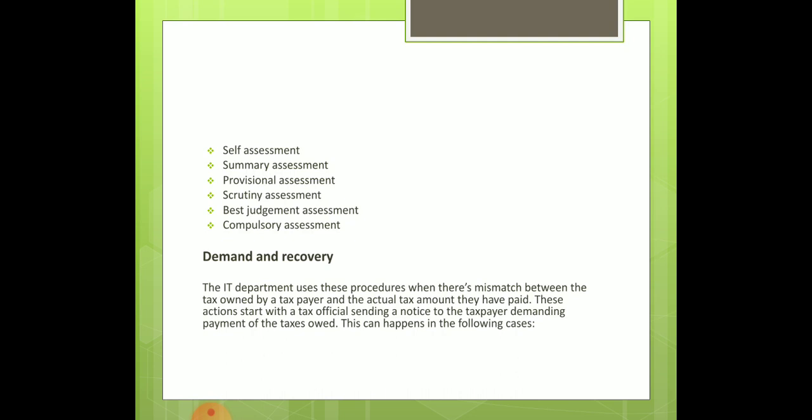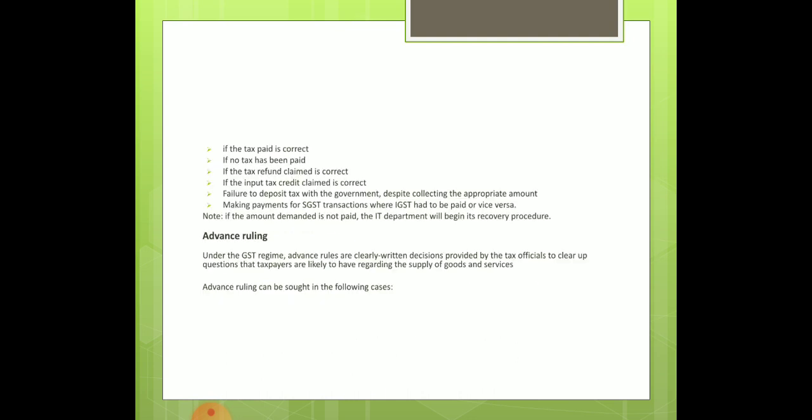This action starts with the tax official sending a notice to the taxpayers demanding payment of the tax owed. This can happen in the following cases. What do all the cases mean? If the tax paid is correct, if the paid tax is absolutely correct, and if no tax has been paid, we don't have to pay the tax. And if the tax refund, we have to take it as a refund claim.